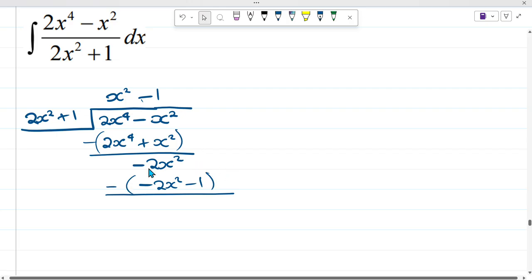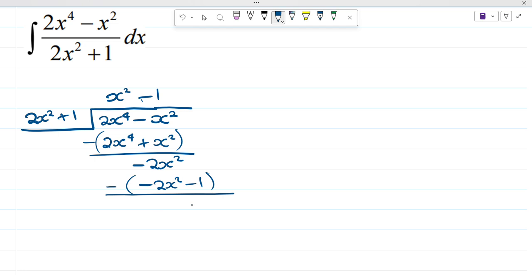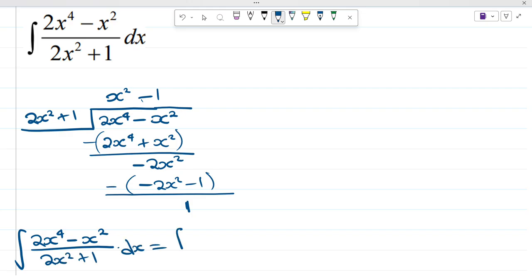So we add these terms: minus 2x squared minus minus is plus, so we have 0x squared plus 1. We have 1 here as our remainder. So the integral of 2x to the power 4 minus x squared over 2x squared plus 1, dx, is equivalent to the integral of the remainder over the divisor.